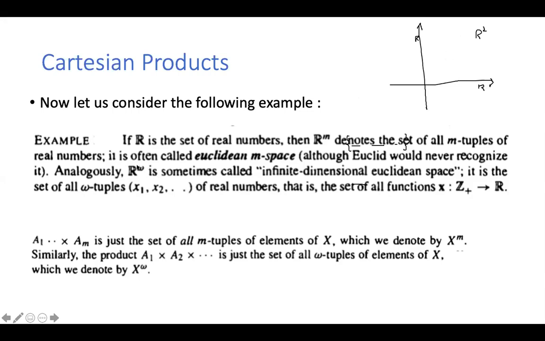And R to omega is subsequently the infinite dimensional Euclidean space. This is something I cannot draw to represent, but essentially it's the same idea, except it extends forever. So there's no finite bound. This is the set of all functions that map from Z plus to R. So that's what Cartesian products are, quite simply. It's all the different combinations in which you can work with things.